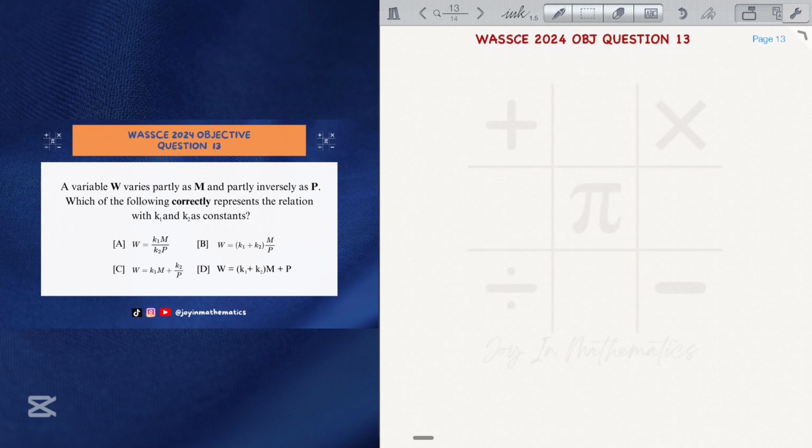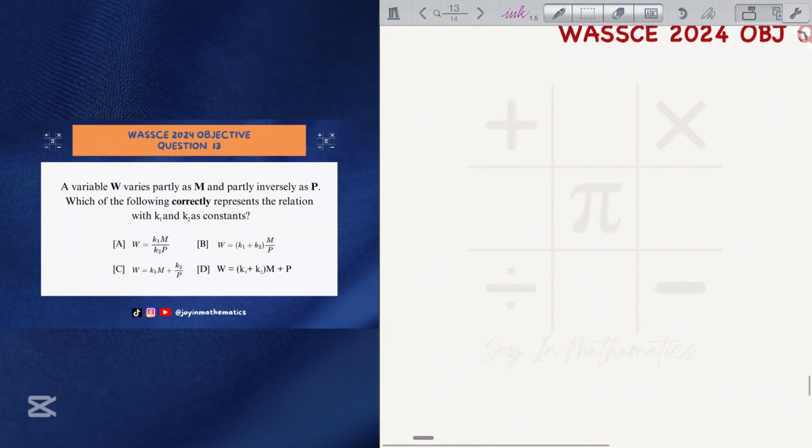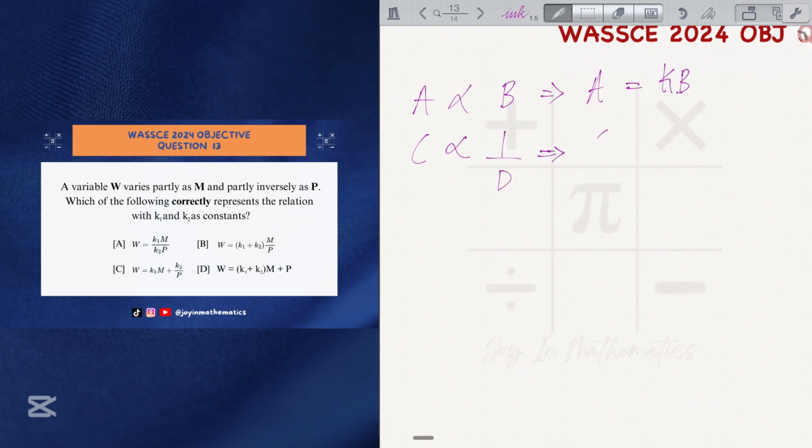So in view of this, let's take a quick recap on the proportionality sign. The first one is when, let's assume A is proportional to B, that's directly proportional. To remove the proportionality sign, we have to involve the constant of proportionality, that's K, so A equals K times B, where K is the constant of proportionality. Now, if we have, let's say, C varies inversely as D, this will become C equals K over D, where K is the constant of proportionality.